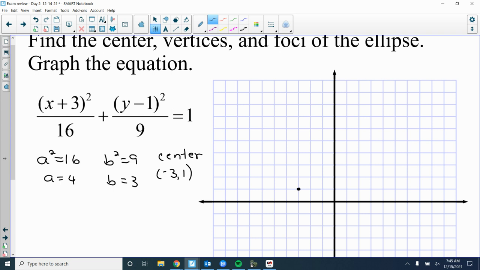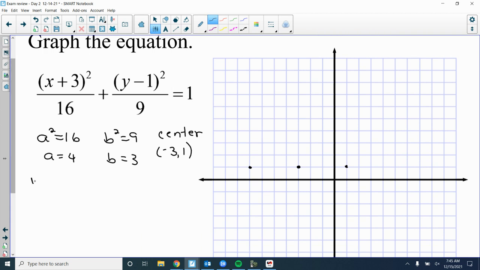Right there. Now, whatever's underneath the x tells you how far to go left or right, whether it's A or B. So in this case here, you take the square root of that. The square root is 4, so I'm going to go 1, 2, 3, 4 to the right, 1, 2, 3, 4 to the left. Since that's the bigger one, those are your vertices.